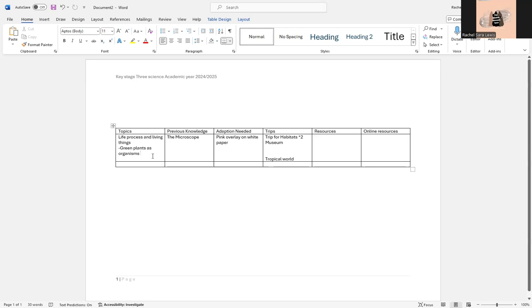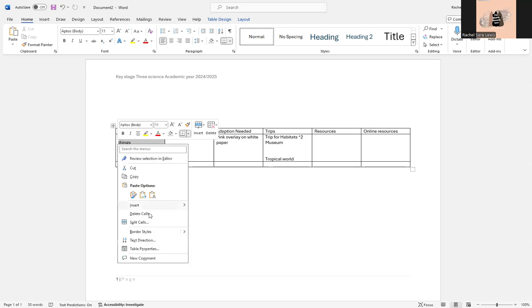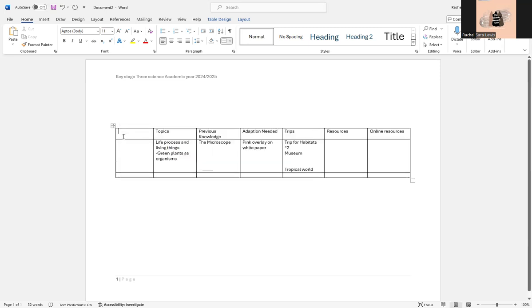So when we look at green plants as organisms, there's subsections to that also. So this would be essentially term 1. We run in 6 terms. So this is our term 1. And our terms don't necessarily run alongside school terms. We run 3 weeks on, a week off, 3 weeks on, a week off.